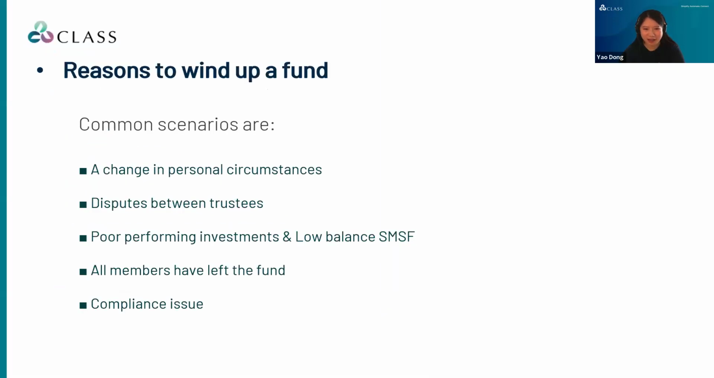Let's just warm up ourselves with some general information. Why is the fund going to be wound up? Common reasons include personal situation changes. For example, trustees cannot effectively manage the fund due to lack of time or permanent incapacity. Another reason could be disputes between trustees, like relationship breakdown or different opinions on how to run the fund.